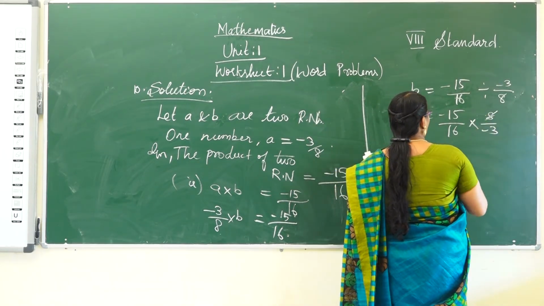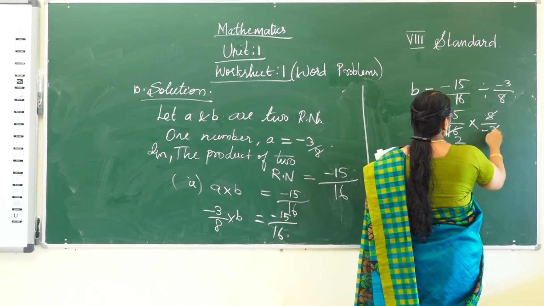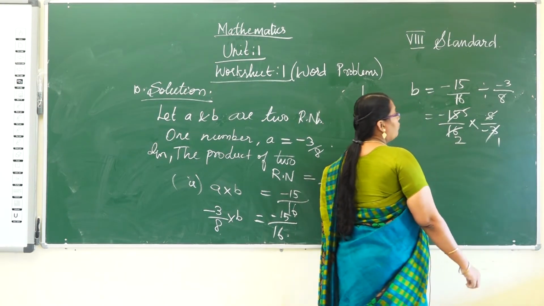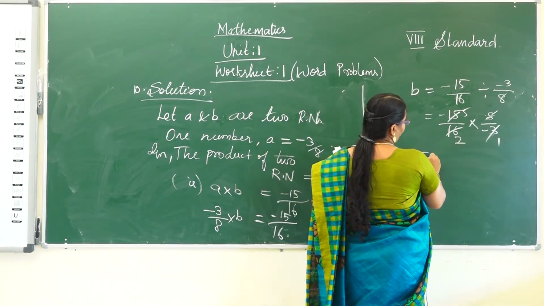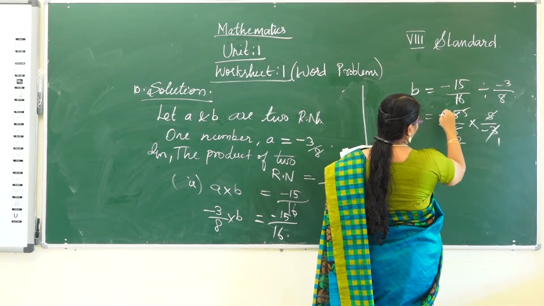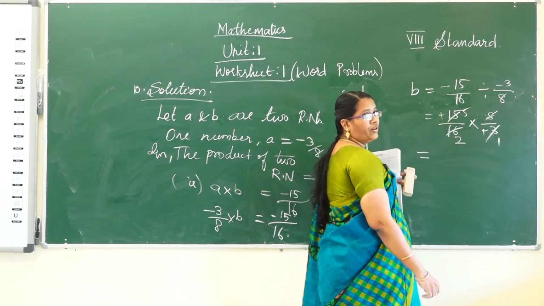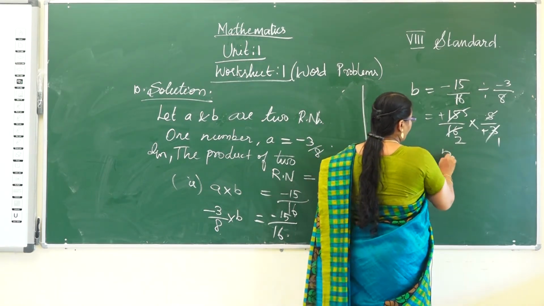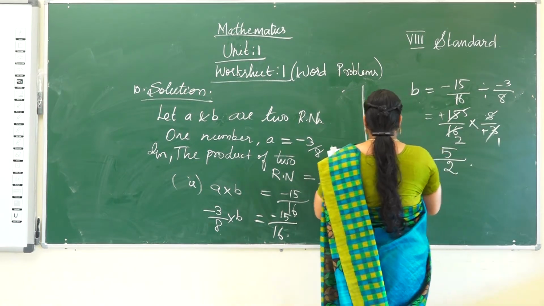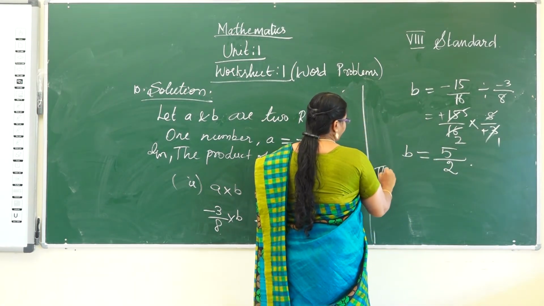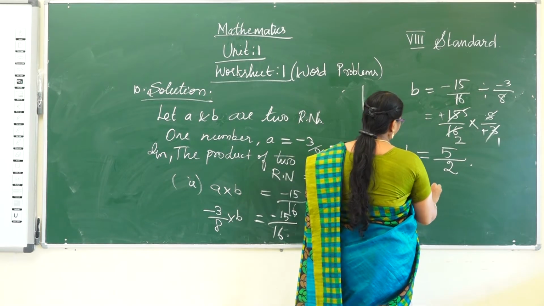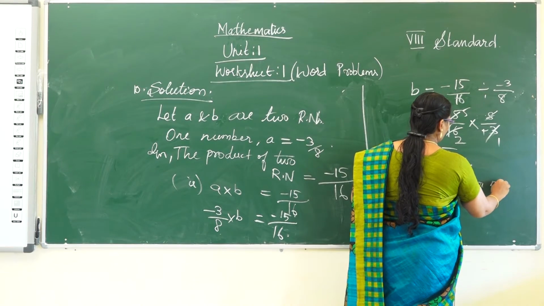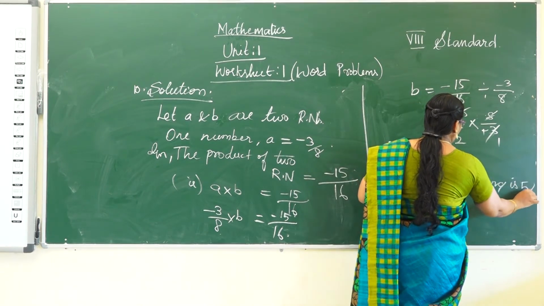It cancels in the 8 table: 8 2s are 16. It also cancels in the 3 table: 3 1s are 3, 3 5s are 15. Okay, so what is the value? Here minus, here also minus; minus divided by minus, we get the positive value. So the answer is 5 divided by 2. So B is equal to 5 by 2. Thus the other number is 5 by 2.